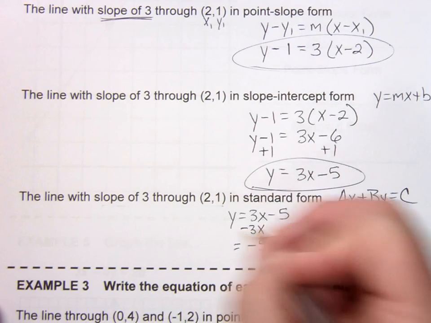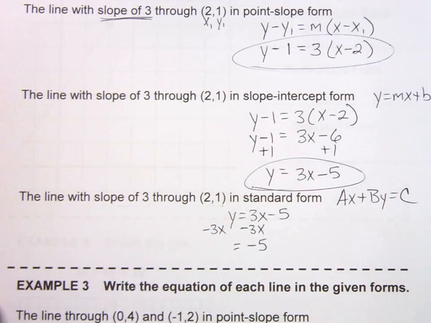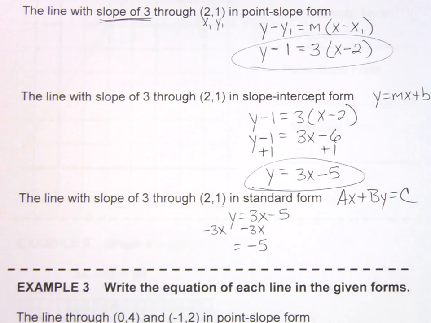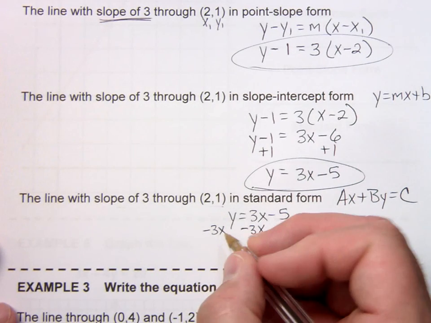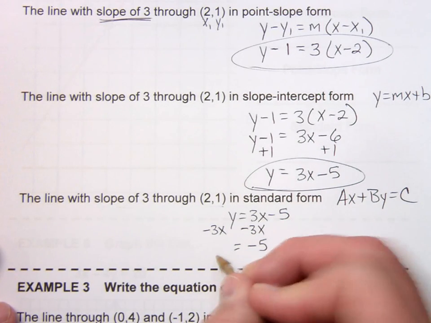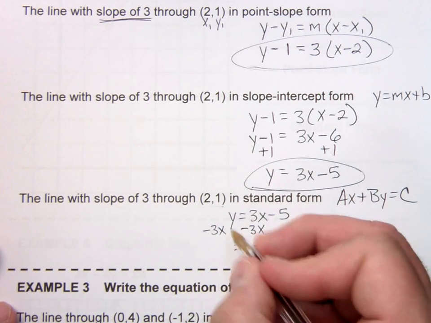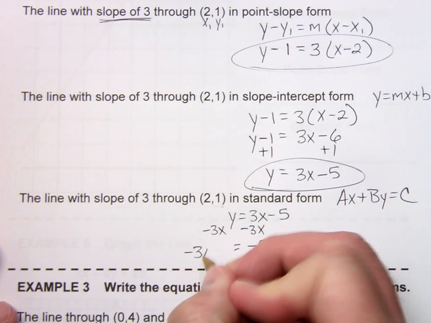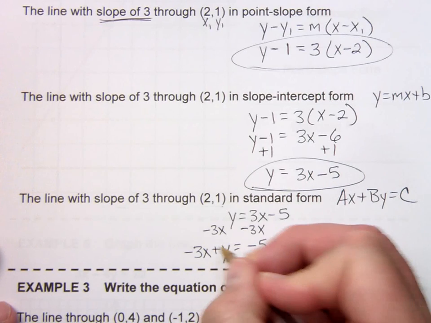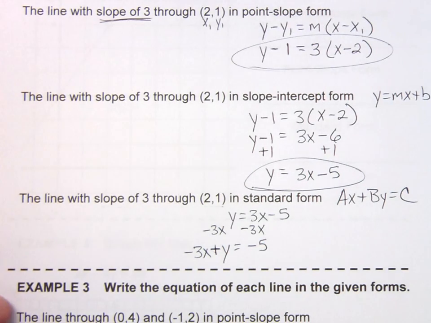Now if I subtract 3x on this side, I have to do it on this side as well. And remember that these are not like terms. x and y are two different variables, so I'm not really subtracting with them. I could write y minus 3x, but I really want it in this form. So I want the x to come first and then the y. So I've got a negative 3x and a positive y. So negative 3x plus y equals negative 5.